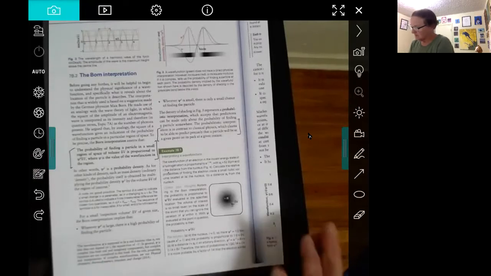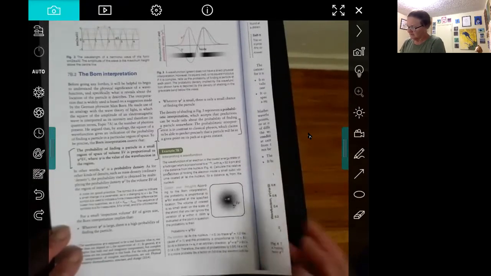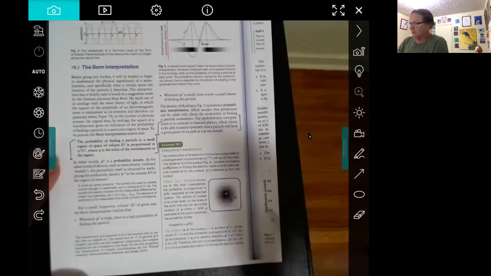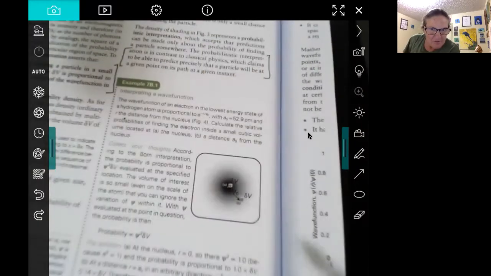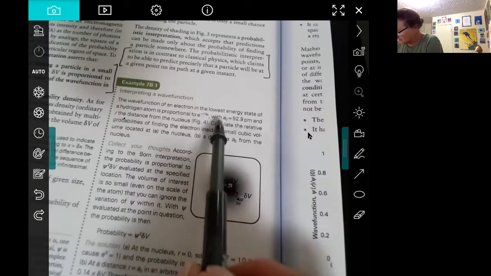So let's just do the self-test down below. In this worked example, it's telling us that the wave function for a hydrogen atom, which we're going to look at the solutions to later, is equal to e to the minus r over a0, where a0 is just a constant, and r is the distance of the electron from the nucleus.